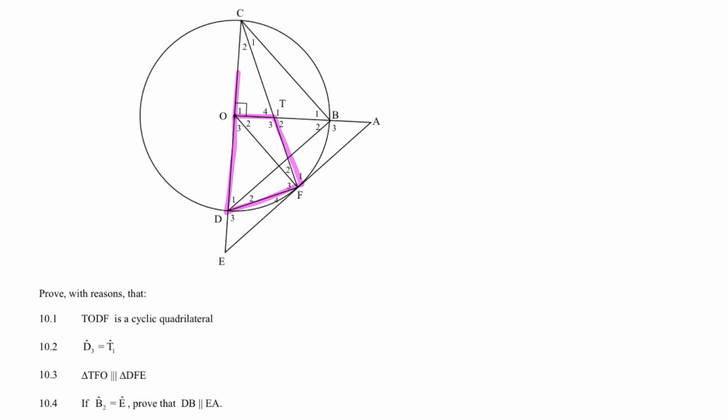Now this angle F2 and 3 is part of an angle at the circumference, and in that triangle we have the diameter as well. So we know that F2 and 3 together is 90 degrees, angles in a semicircle. So for 10.1, we can say O1 is equal to 90 degrees, given.